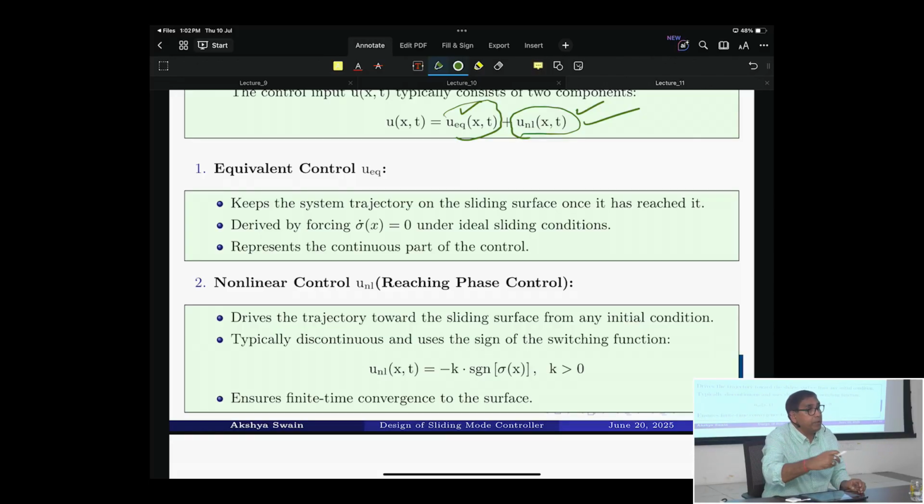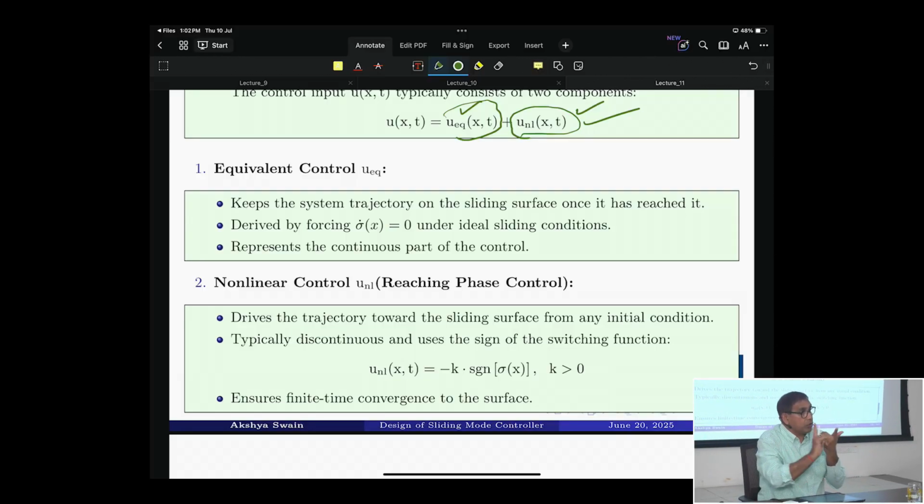Is there any problem? First design a sliding surface, then see that it is possible to reach there. Reaching is the first thing. Before designing any control law, first design a sliding surface and see whether it is possible to reach there or not. Now, if it is possible to reach there, then you find out a control law.